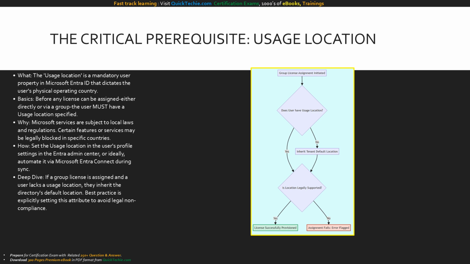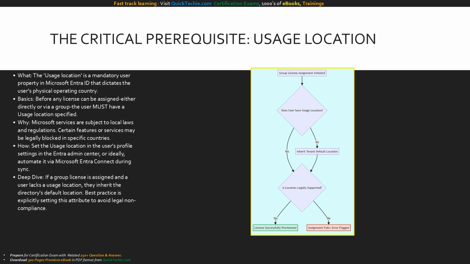When a group license assignment is initiated, the engine first asks, does the user have a usage location? If yes, it checks if that location is legally supported for the product. If no, it attempts to inherit the tenant's default location. If the final location is supported, the user flows to the green box, license successfully provisioned.